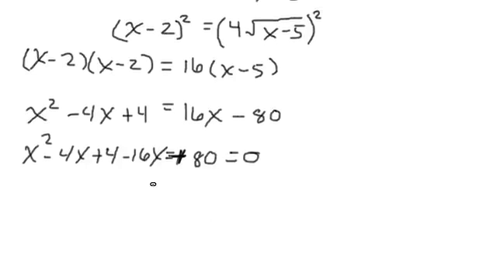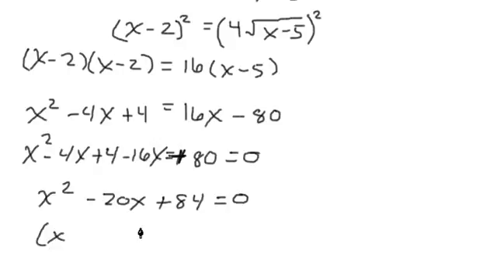We want to collect up our like terms, so we have x squared minus, what is that, 20? Minus 20x, and plus 84. Now we want to factor this guy, so we know it's going to both start with x's here. And the factors of 84, let's try 6 and 14. And that's a minus, that's plus, so probably minus minus, right? Because 14 minus 6 is negative 20.